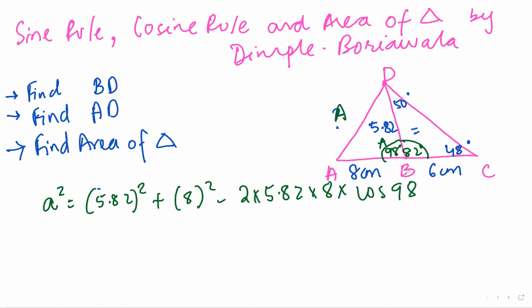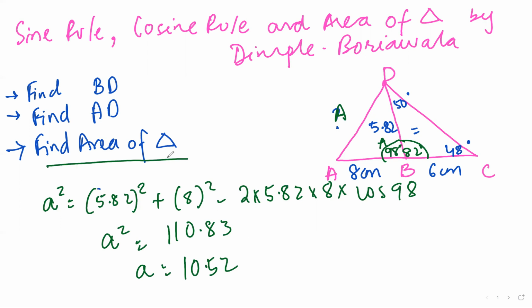We will just take everything on the calculator. 5.82 square plus 8 square minus 2 into 5.82 into 8 into cos 98. We will get A square as 110.83. Take square on the other side, it becomes root. A is equal to 10.52 centimeters. So I've got my A as 10.52, which is equivalent to 10.53 centimeters, right?